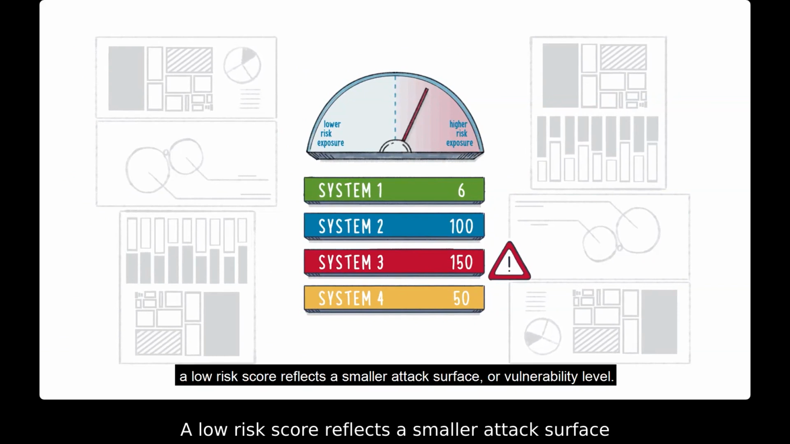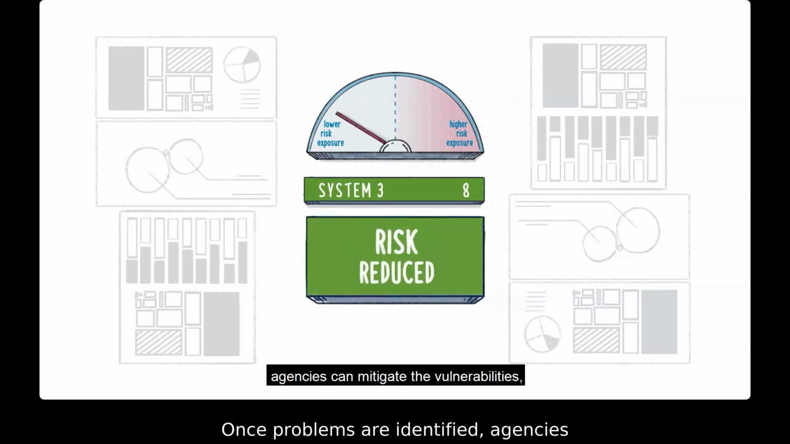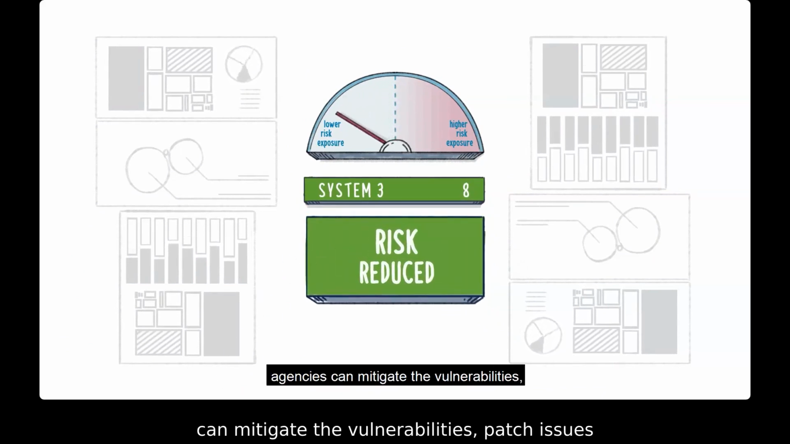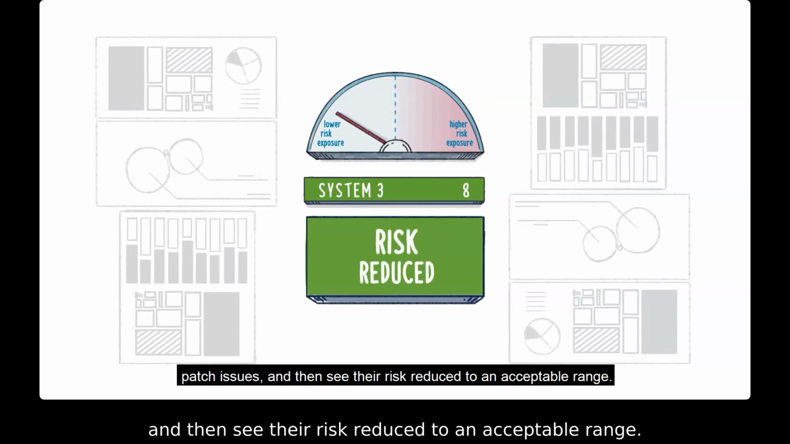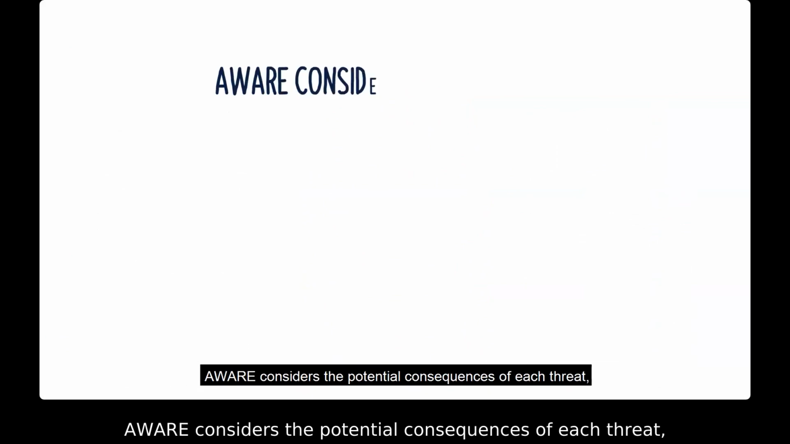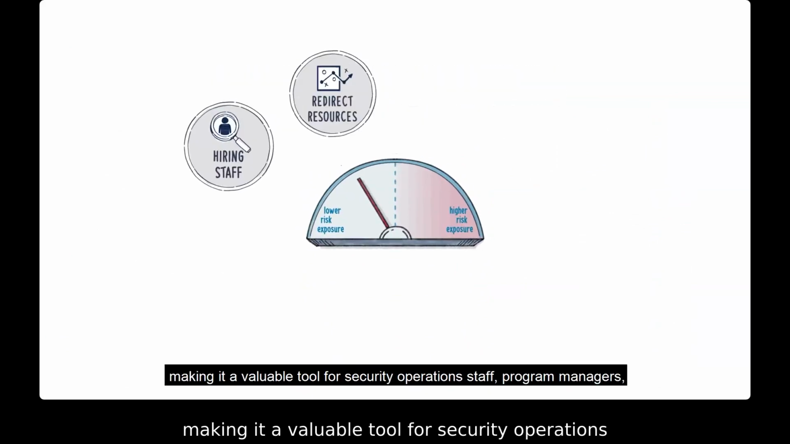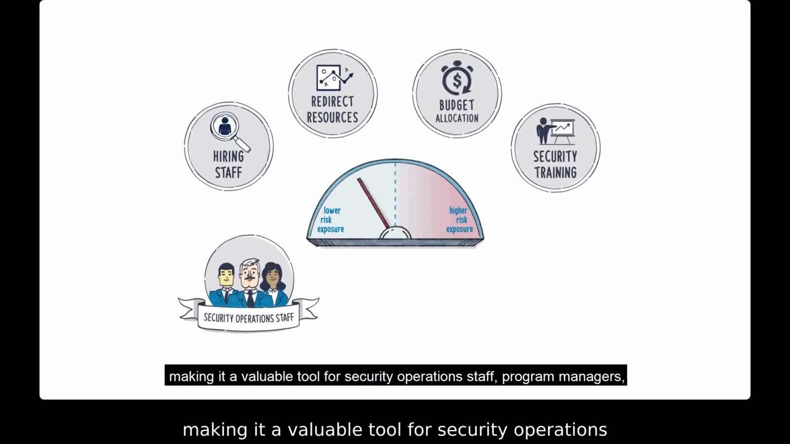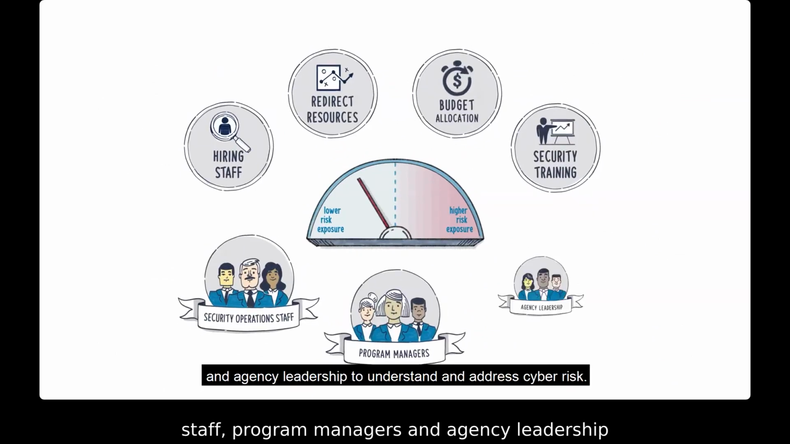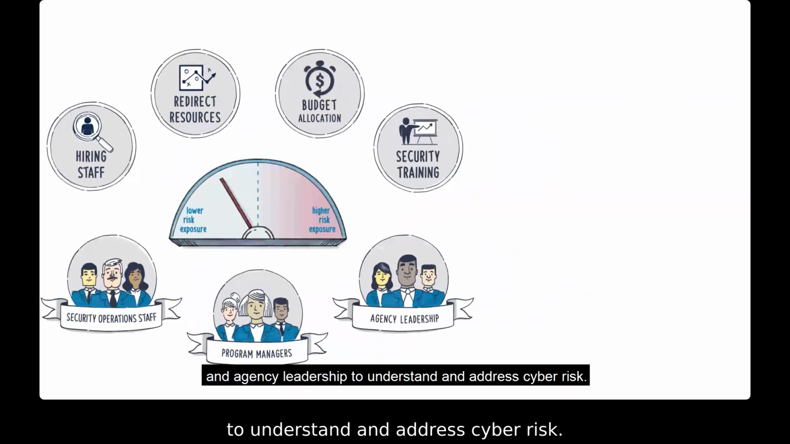A low-risk score reflects a smaller attack surface or vulnerability level. Once problems are identified, agencies can mitigate the vulnerabilities, patch issues, and then see their risk reduced to an acceptable range. AWARE considers the potential consequences of each threat, making it a valuable tool for security operations staff, program managers, and agency leadership to understand and address cyber risk.